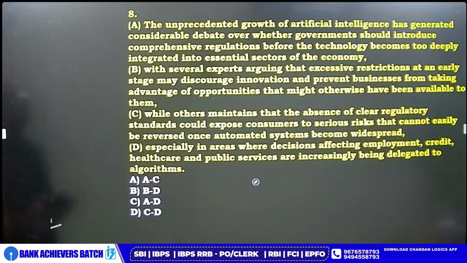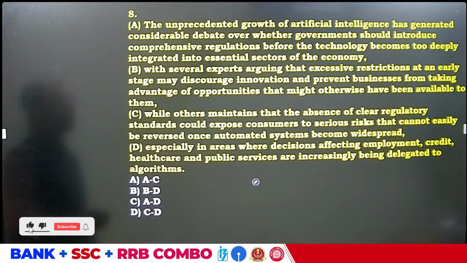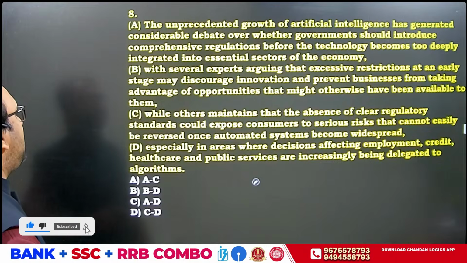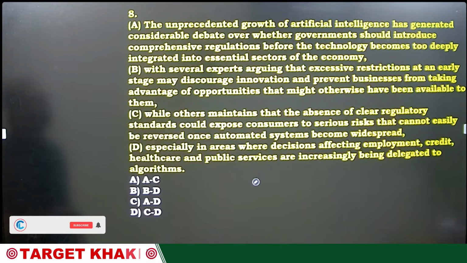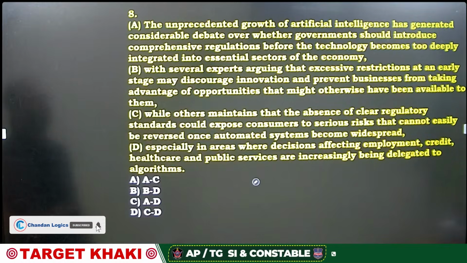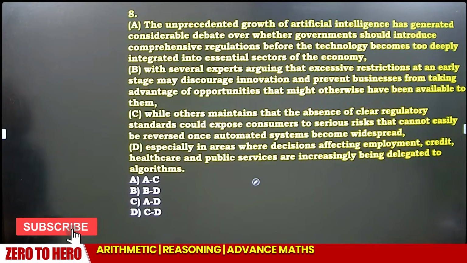The unprecedented growth of artificial intelligence has generated considerable debate over whether governments should introduce comprehensive regulations before the technology becomes too deeply integrated into essential sectors of the economy, with several experts arguing that excessive restriction at an early age may discourage innovation, and prevent businesses from taking advantage of opportunities that might otherwise have been available to them, while others maintains.